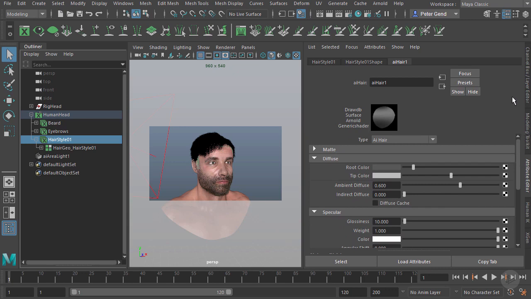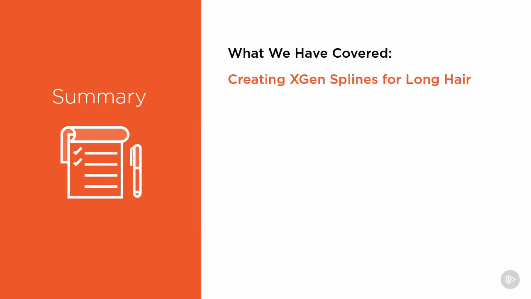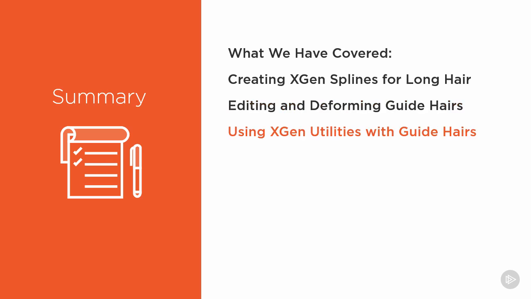So that pretty much wraps up this module on working with our XGen hair. Let's go ahead and see what we've covered. We started by taking a look at how we can actually create XGen splines specifically for lawn hair. We then took a look at the different tools we have for editing and deforming our different guide hairs. After that, we took a look at using the XGen utilities along with our guide hairs. For example, we were able to convert them into curves, we were able to edit them with lattices, as well as a variety of other tools.